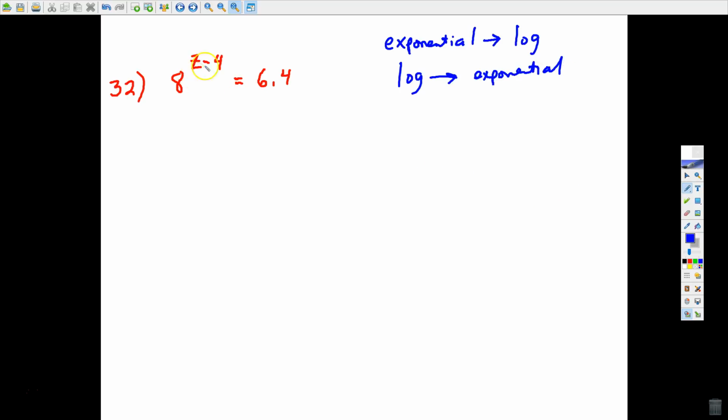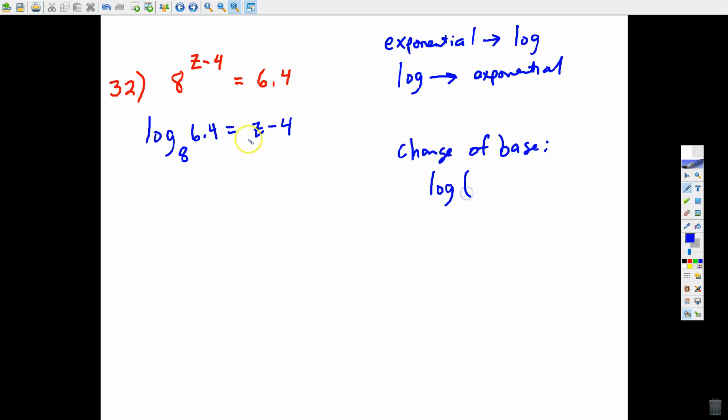Okay, so this is exponential. Here it is as a log equation. Log base 8 of 6.4 equals the exponent z minus 4. Now to get this, I'm going to use the change of base formula. Change of base looks like this: log in your calculator of the top number divided by log of the base. So let's see what that looks like.